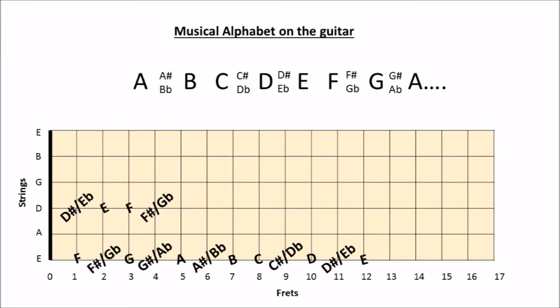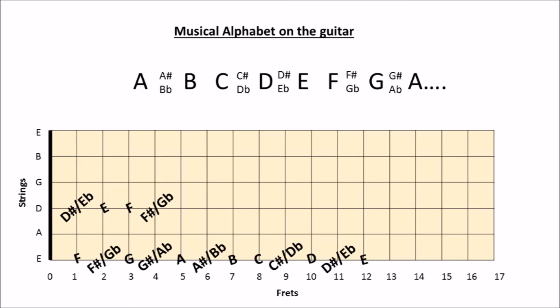And the lines which run vertically describe the frets. They start at 0, which is effectively not fretting anything at all. It's just playing an open string. And they go all the way to the right until you reach the 17th fret. So let's look at this and see how the alphabet actually applies.